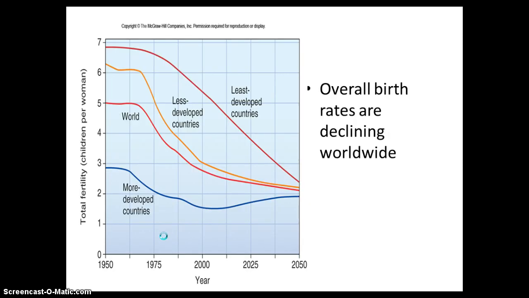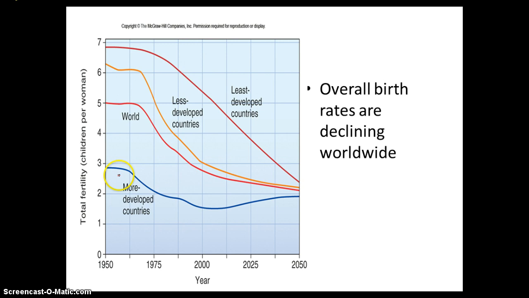This is a really great example of the overall birth rates that are declining worldwide. And so up at the top here, you see that our least developed countries have the highest birth rate. And so there's an average of almost 7 children born per woman in a very lowly developed country. So this is like our third world countries. In less developed countries, you see that number is creeping down. The world overall has an average of 5 children per woman.